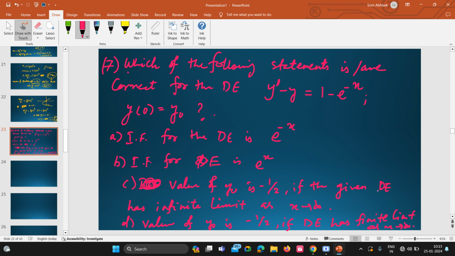Which of the following statements are correct for the differential equation y dash minus y is equal to 1 minus e to the minus x, with y of 0 equal to y naught? The integrating factor is e to the minus x, or e to the power x. The value of y naught is minus 1 by 2 if the given differential equation. Okay, so let's do it.